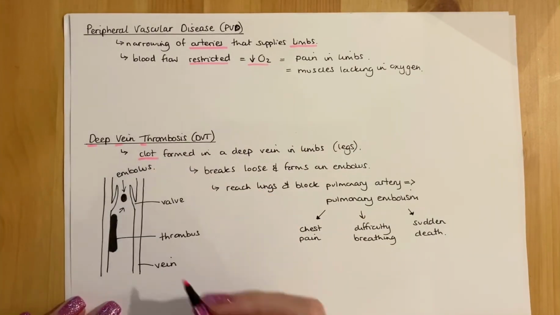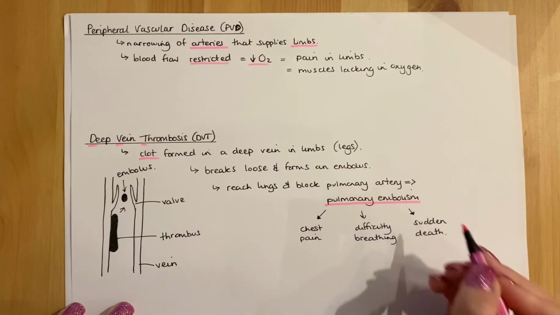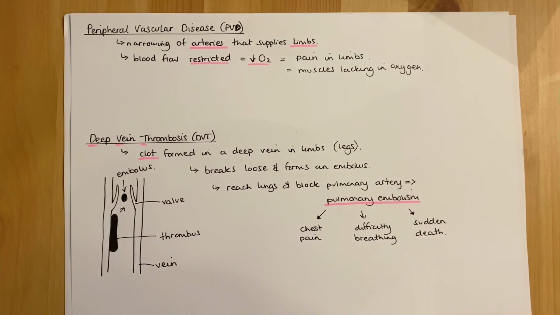When that clot forms in a deep vein in the legs, it can break loose and form a pulmonary embolism when it reaches the pulmonary artery. So I'm going to stop there and move on to the next section, which will be to do with cholesterol.